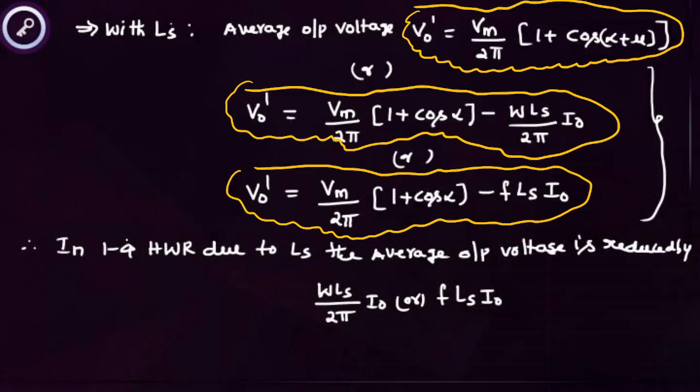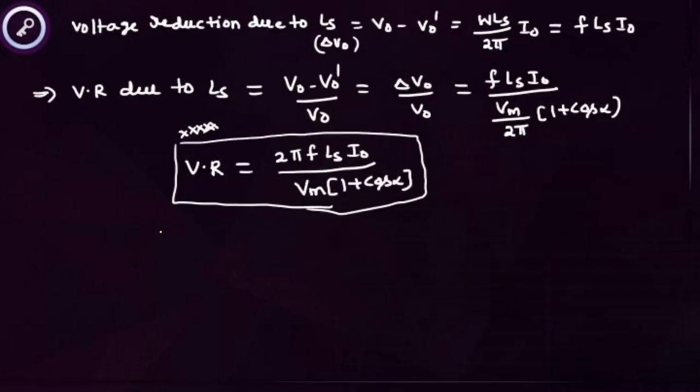That means in half wave rectifier, due to source inductance effect, how much average voltage is reducing? In full wave rectifier, 4 F Ls I naught is reducing. But in half wave rectifier, F Ls I naught is reducing. That is, in single phase half wave rectifier due to Ls, the average output voltage is reduced by F Ls I naught, or omega Ls by 2 pi into I naught. Omega is 2 pi F naught. If you simplify this, we can get this one. That you have to remember.